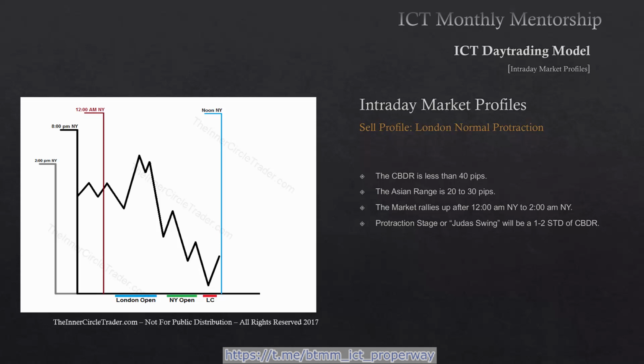But ideally, it will trade up from 12 a.m. to 2 a.m. That movement up is IPTA expanding the range with a protractionary state, sucking in buyers or squeezing those people that have stops just above the marketplace that are already short. When the protractionary stage or Judas swing occurs, we're looking for 1 to 2 standard deviations of the central bank dealers range. If all these criteria are met, you end up nailing the high of the day between 2 o'clock and 4 o'clock in the morning, typically for your classic sell profile, London normal protraction.